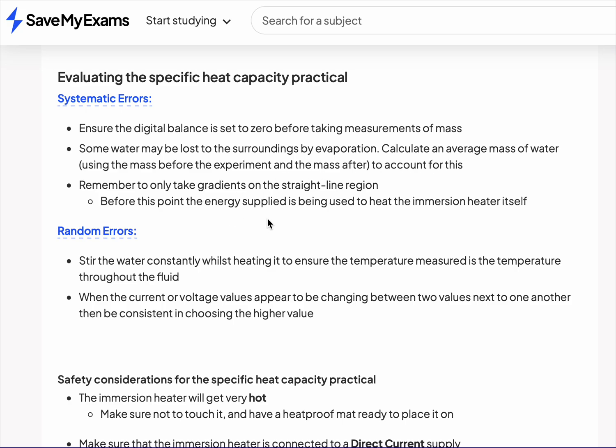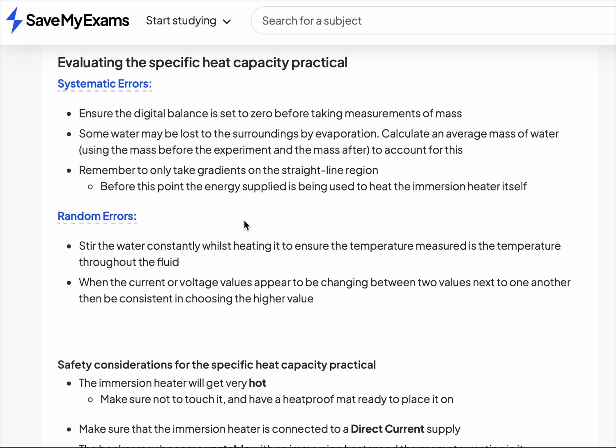You can stop the video and look at these errors that could be brought into the experiment, and this could be questions that you're asked about in an exam question. And then it says, remember to take only the gradient on the straight line region. Before this point, the energy supplied is being used to heat the immersion heater itself. That's why it doesn't go straight line initially. So you need to reach thermal equilibrium for the heater before it can then pass it on.